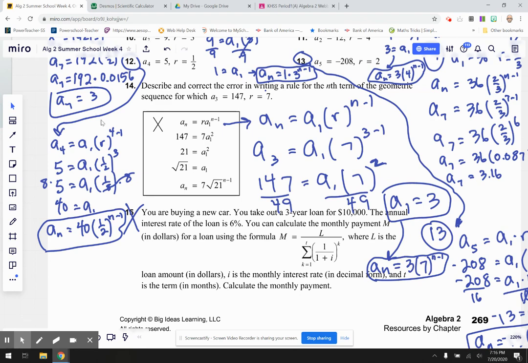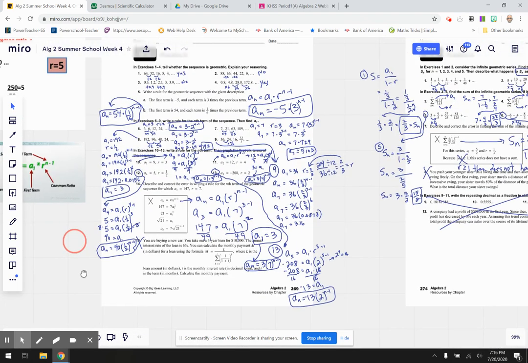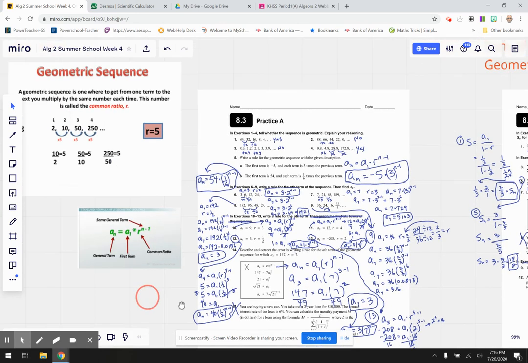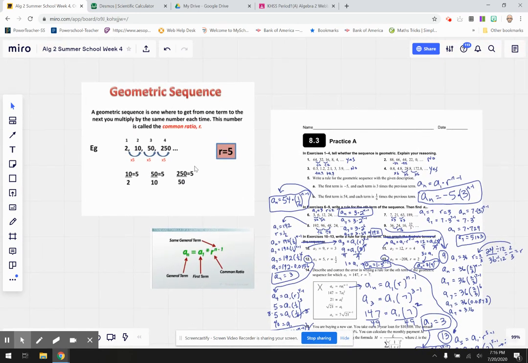All right, there is 8.3, practice A, geometric sequences and series. So you can see what a geometric sequence is here and what the formula is right here.